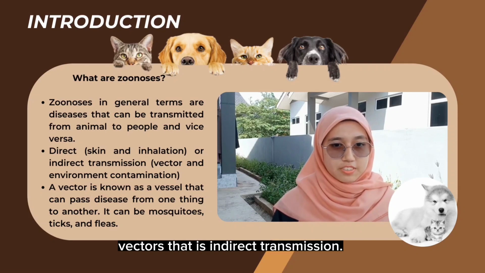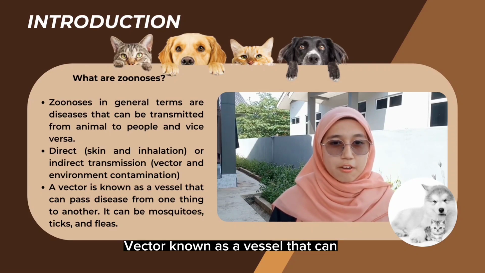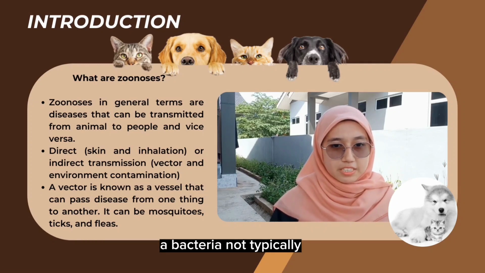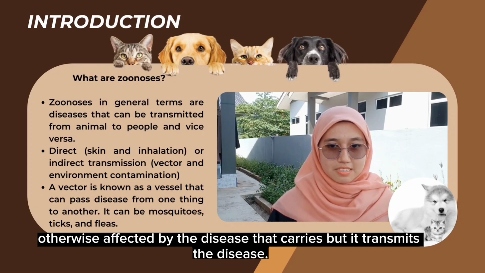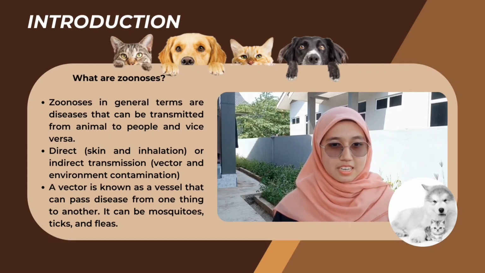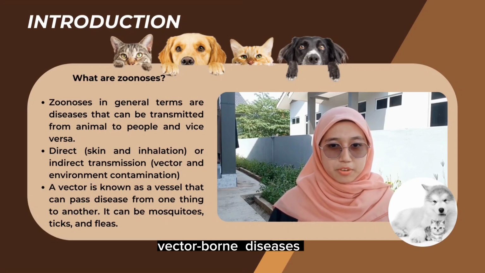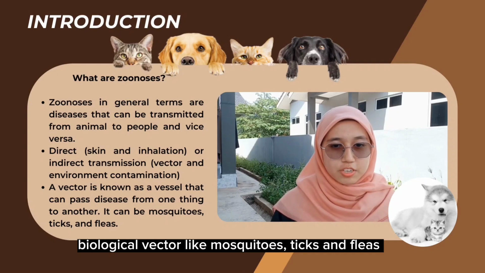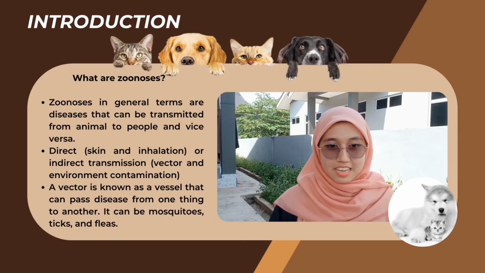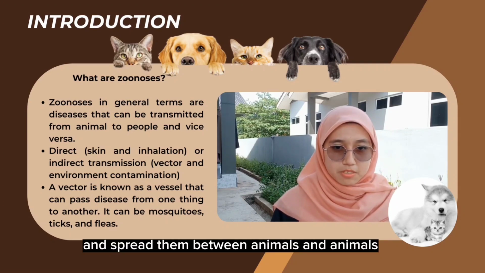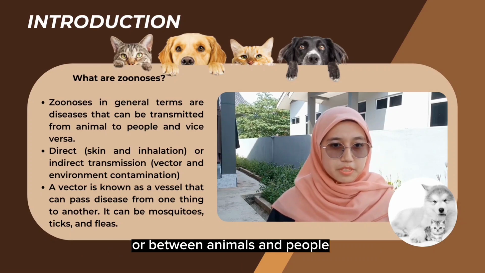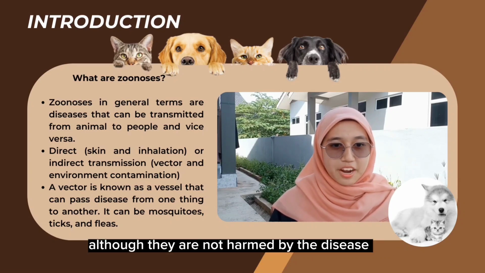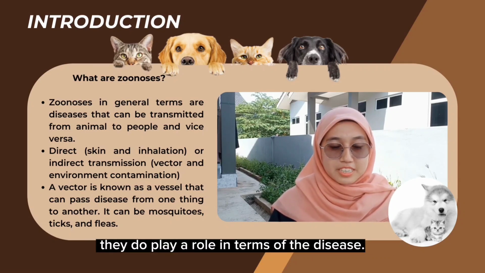Think about vectors in indirect transmission. A vector is known as a vessel that can pass disease from one thing to another. It is not typically affected by the disease that it carries, but it transmits the disease. You may be familiar with the term vector-borne disease. These are diseases perpetuated by biological vectors like mosquitoes, ticks, and fleas that can carry disease and spread it between animals, between animals and people, and also from person to person. Although they are not harmed by the disease, they do play a role in its transmission.